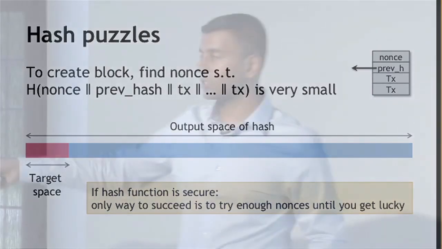In fact, the size of this target space is not nearly as high as 1% of the output space. It's much, much smaller than that, which we'll get to in a second. But fundamentally, this is the computational problem that a node is required to solve in order to produce the block.